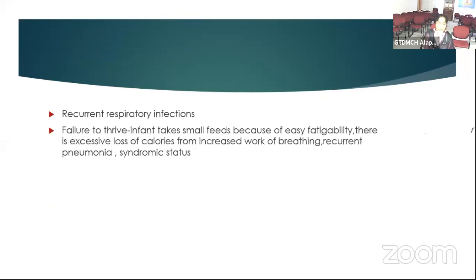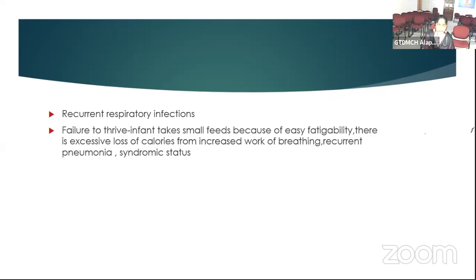Then recurrent respiratory infections. That's a very common feature of all left to right shunts. That is because there is increased pulmonary blood flow that leads to congestion in the lungs. And so it will result in recurrent respiratory infection. So any child with recurrent respiratory infection, you should rule out congenital left to right shunt lesions.